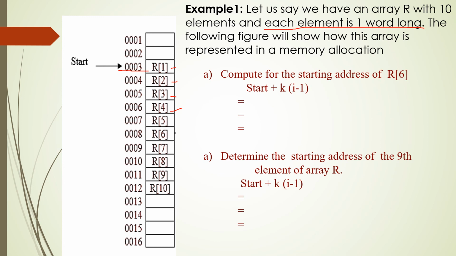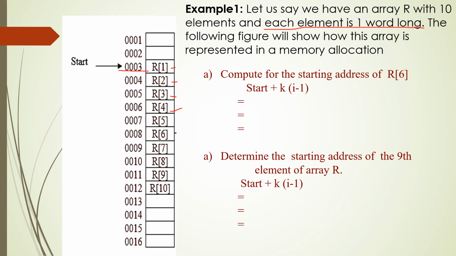So, at address 0003 is the first element. The second element is address 0004, and so on and so forth. So, the last element will be stored at 0012. Okay. Now, what if we have thousands of elements? So definitely, you're not going to draw this one, okay? And you will never know what is the exact location in the memory, okay? We just have it here for our simulation purposes, okay?